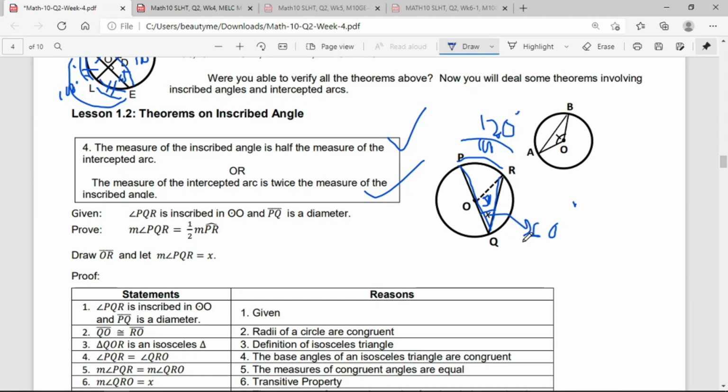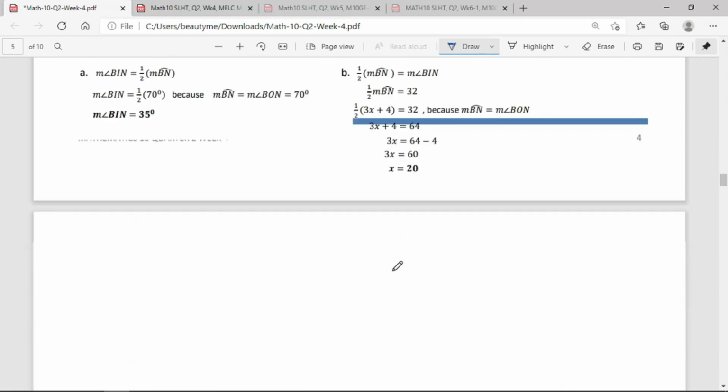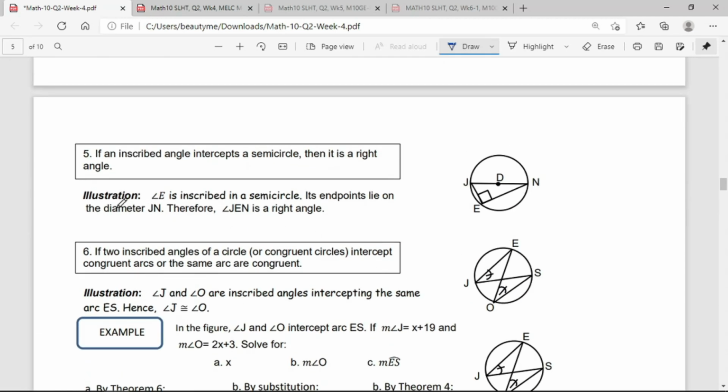Okay, so the intercepted arc is twice the measure of the inscribed angle. So it's always bigger than the inscribed angle. Okay, next is: if an inscribed angle intercepts a semicircle, then it is a right angle.